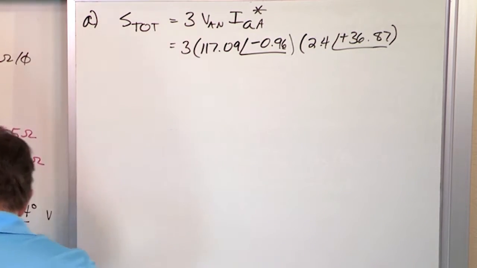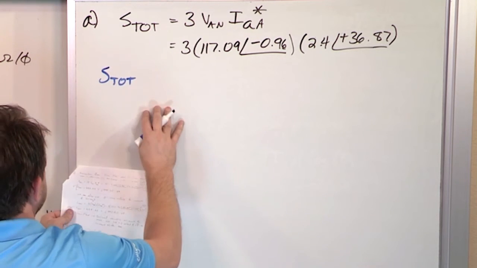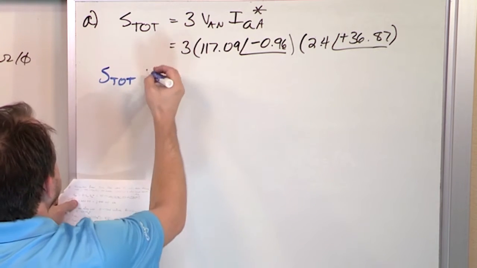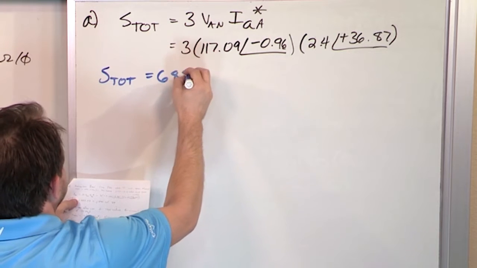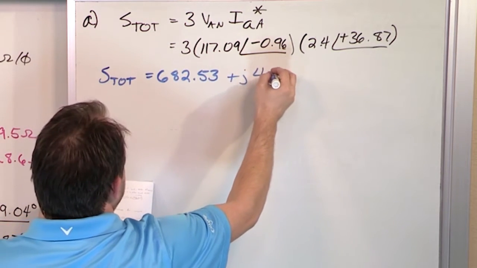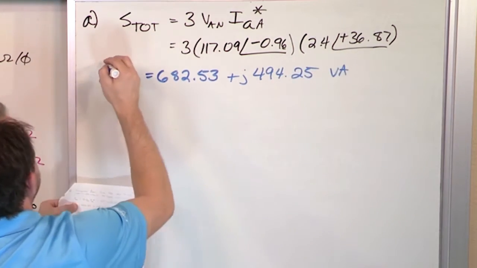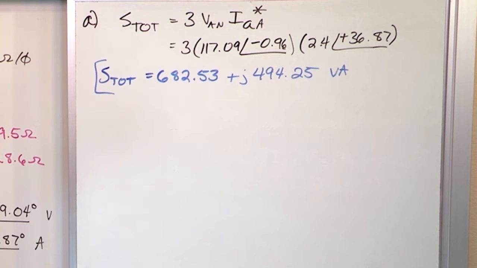So the answer to the question, the total complex power absorbed by the load, is equal to 68253 plus j49425 VA, volt-amps. So that's the answer. Let me make sure it's 682.53 plus j494.25.